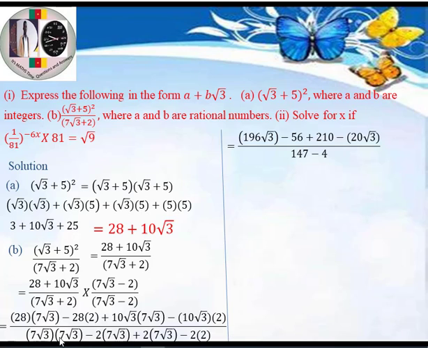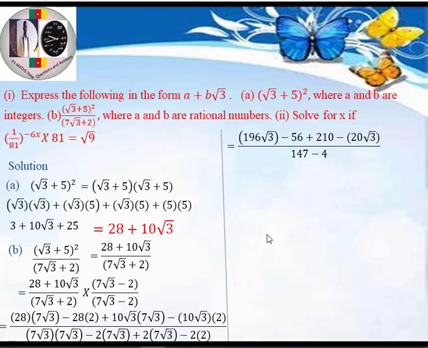And 7 times 7 is 49. 3 times root 3 times root 3 is 3. So 49 times 3 will give us 147. Then minus 2 times 7 root 3 plus 2 times 7 root 3 will cancel out because they are the same quantities but the signs are different. So it will simply be 2 into 7 root 3 minus 2 into 7 root 3, which is 0. So we'll be left with minus 2 times 2, which is 4.